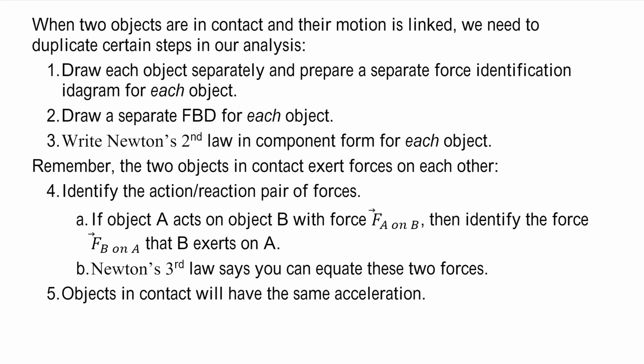In step 4, identify the action-reaction pair of forces. Remember, action-reaction pair means one force goes in one direction and the other goes in the opposite direction, but they are equal in magnitude. If object A acts on object B, notice the notation here, then identify the force of object B acting on object A in the opposite direction. So we have F B on A and F A on B. Newton's third law says you can equate these two forces: F A on B equals F B on A.